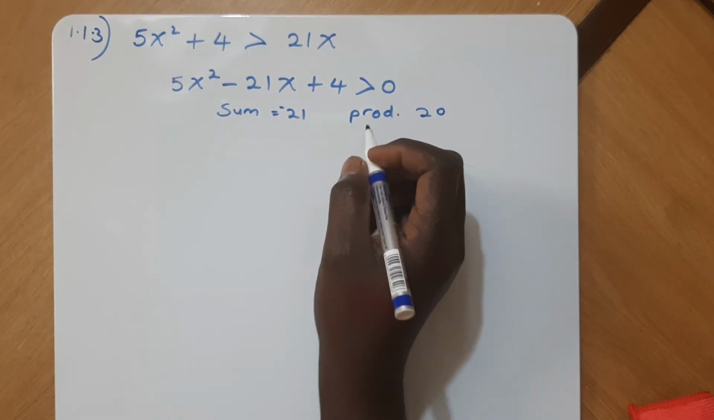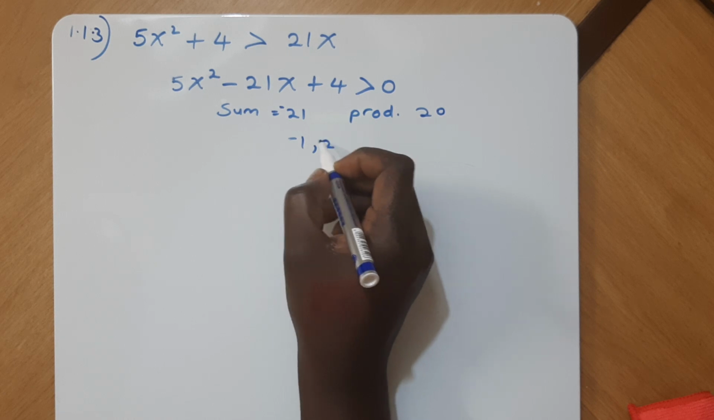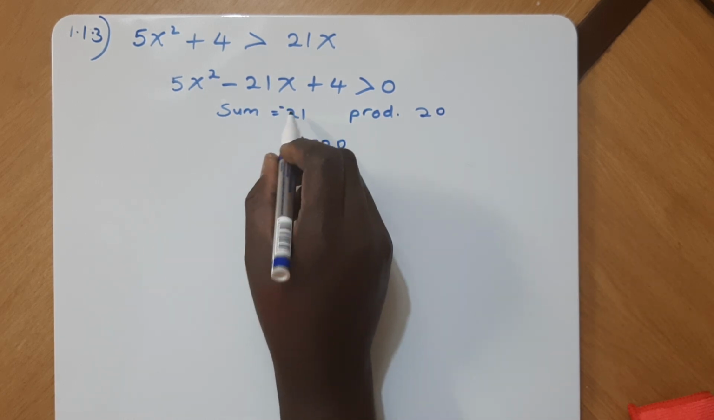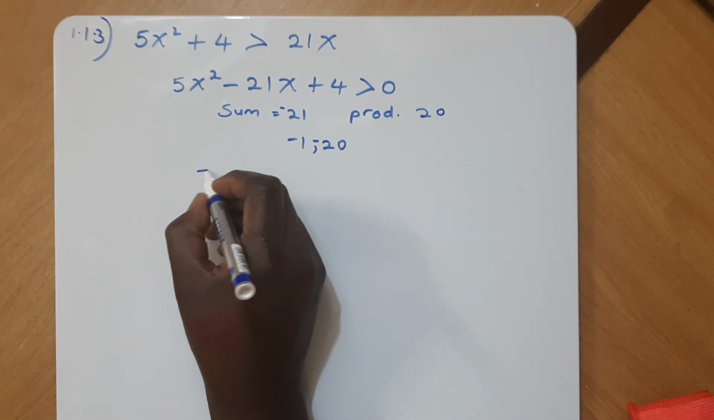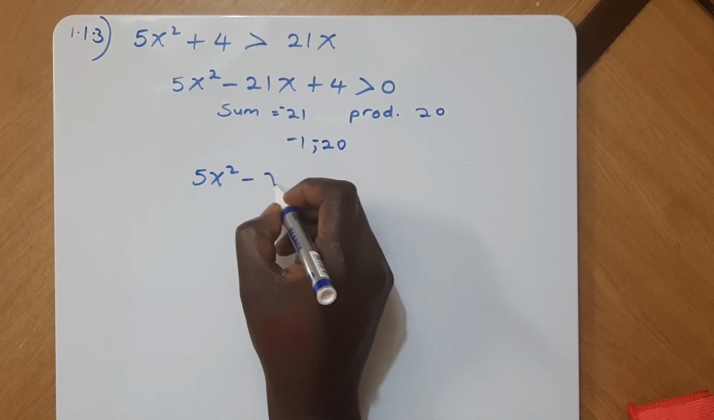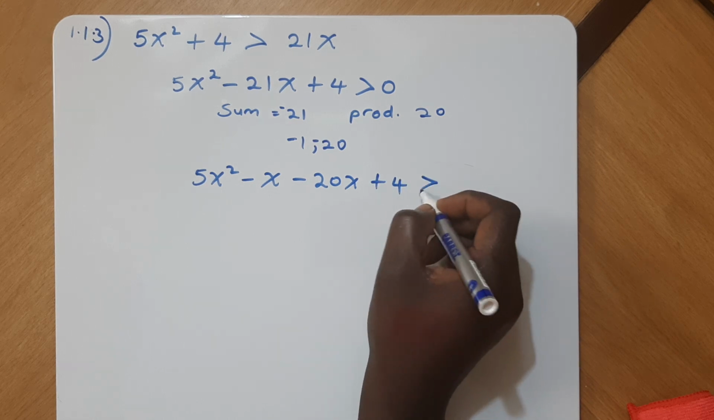So the two values that we can think of, the two factors, are minus 1 and minus 20. When we add minus 1 and minus 20, we get minus 21. When we multiply them, we get 20. So 5x squared minus x minus 20x plus 4 greater than 0.